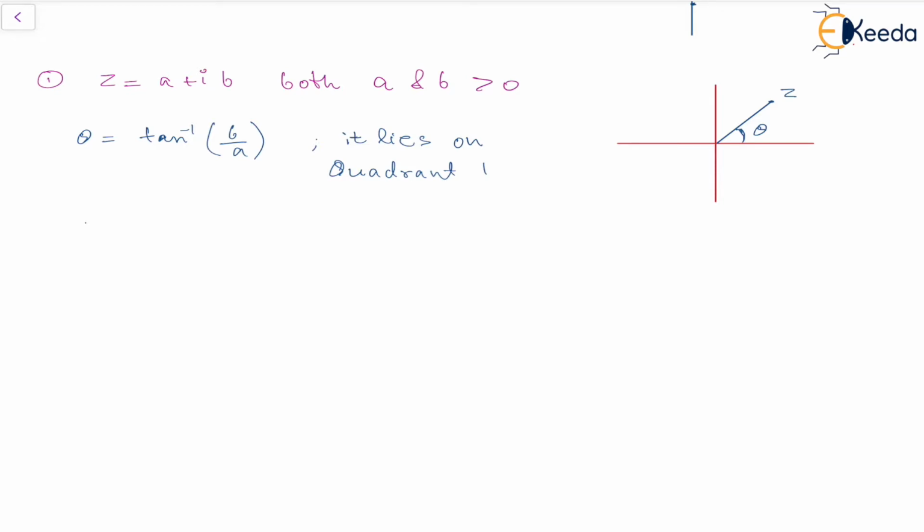For example, let's say we have z equal to 2 plus 3i. In that case, the argument of z will become tan inverse of 3 by 2.